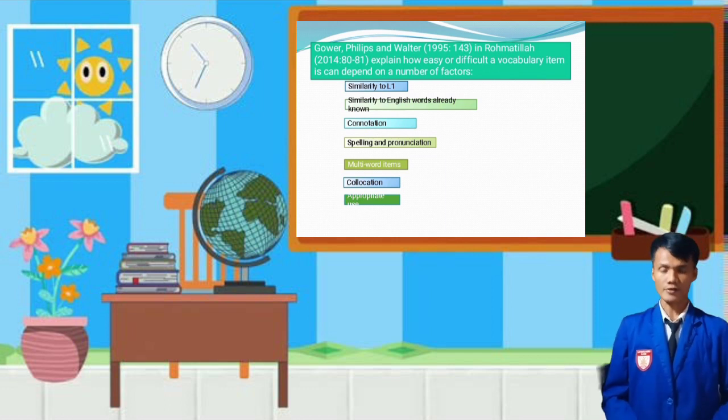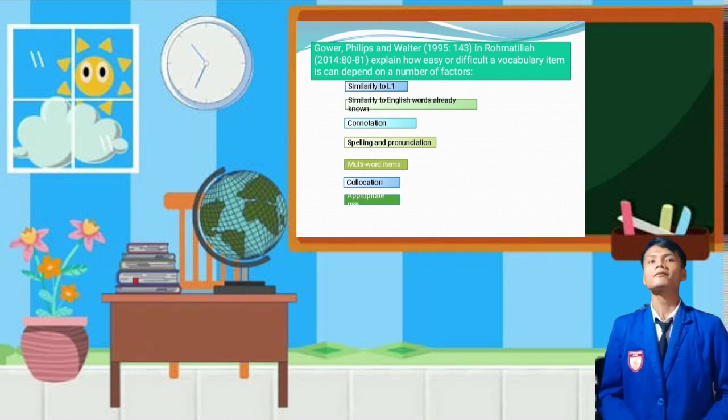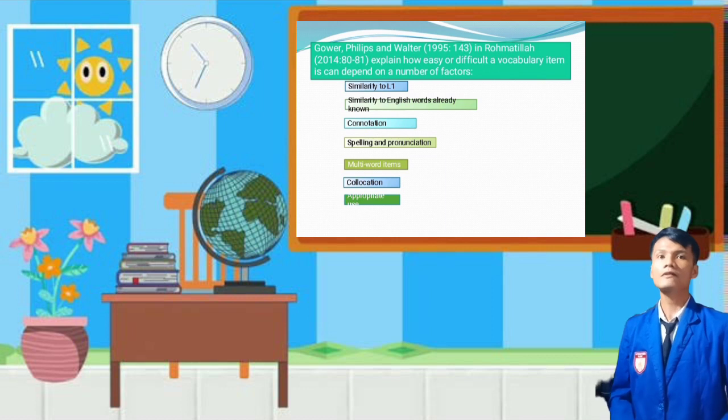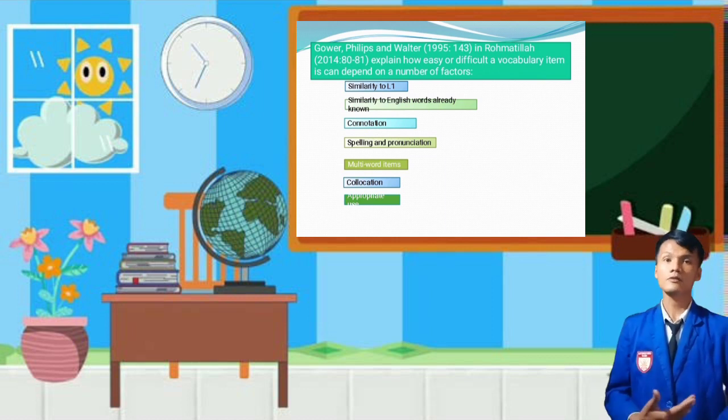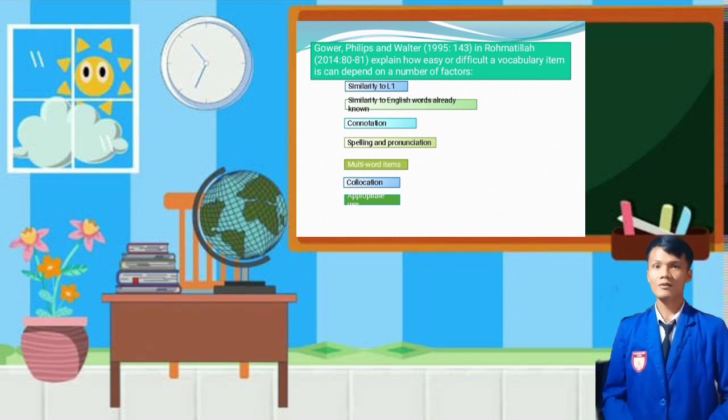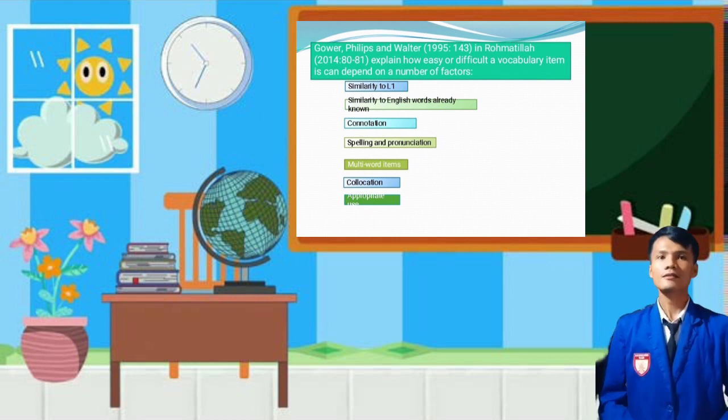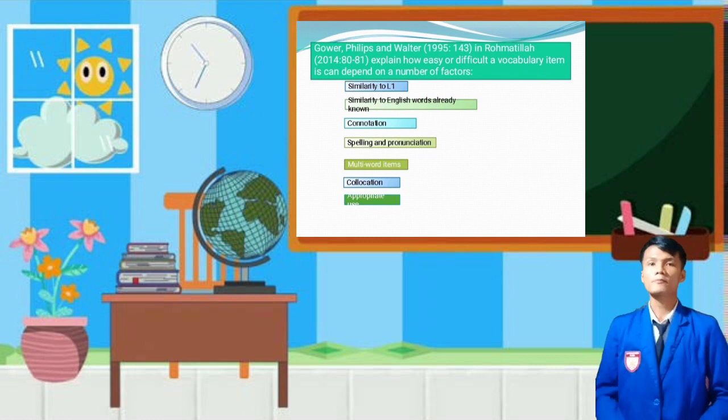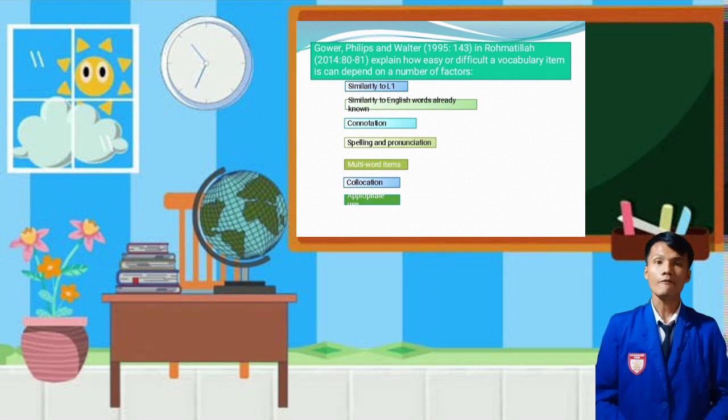Next, similarity to English words already known. Once students have some English, a word which is related to an English word they are already familiar with is easier than one which is not. For example, if students have already met the word friendly, they should be able to guess the meaning of unfriendly. Next, connotation. Another difficult aspect that learners have to get to grips with is the connotation of the word. Next, spelling and pronunciation. The spelling of many English words can cause problems for students who speak a language with a very regular spelling system. Particular spelling patterns can also cause confusion where the pronunciation is concerned.